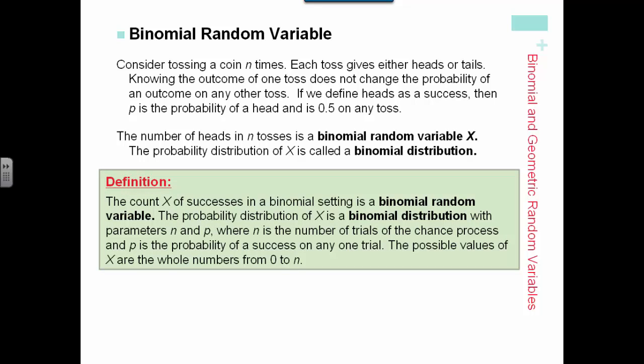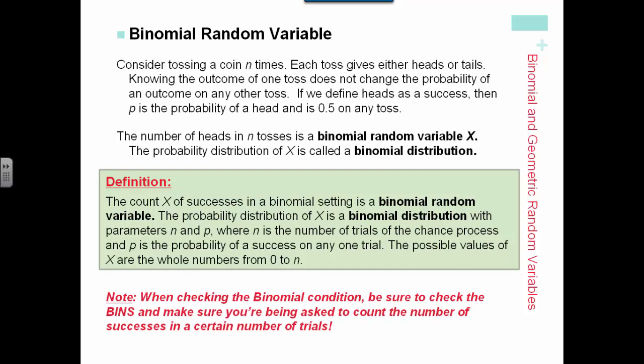The count X of successes is the binomial random variable. The probability distribution is a binomial distribution with parameters n and p, where n is the number of trials of the chance process, and p is the probability of a success on any one trial. The possible values of X are the whole numbers from 0 to n. Note, when checking the binomial condition, be sure to check the BINS and make sure you're asked to count the number of successes in a certain number of trials.